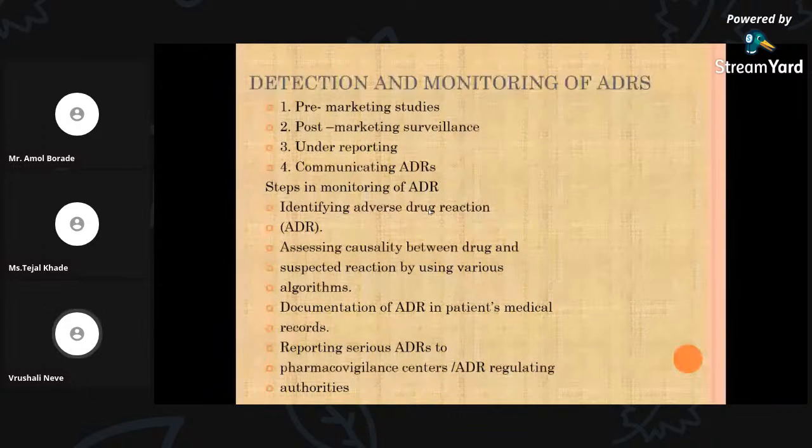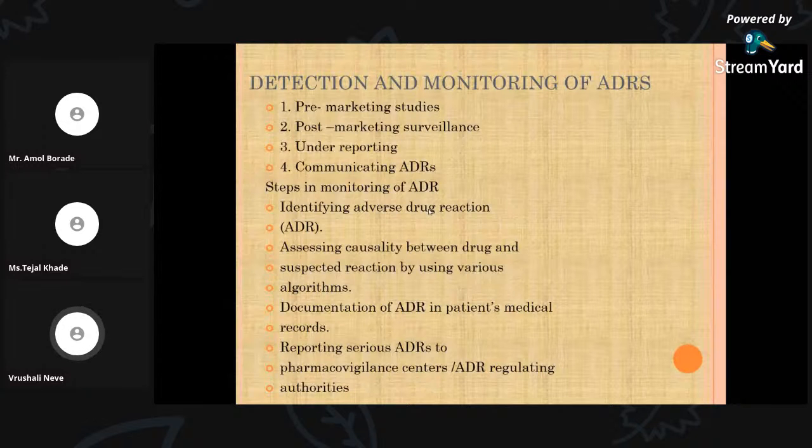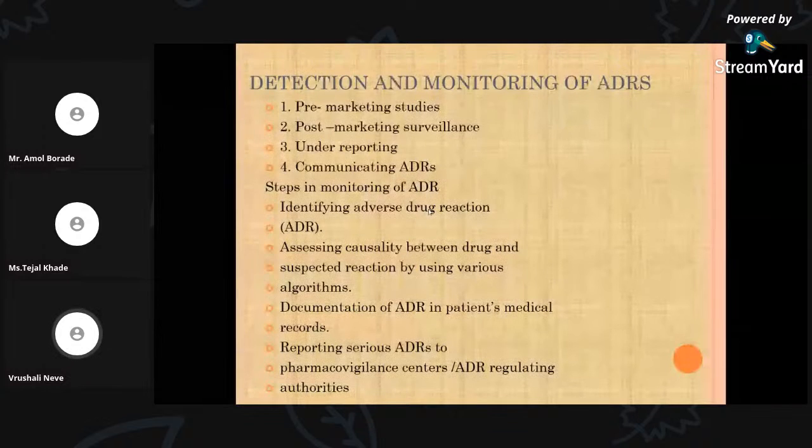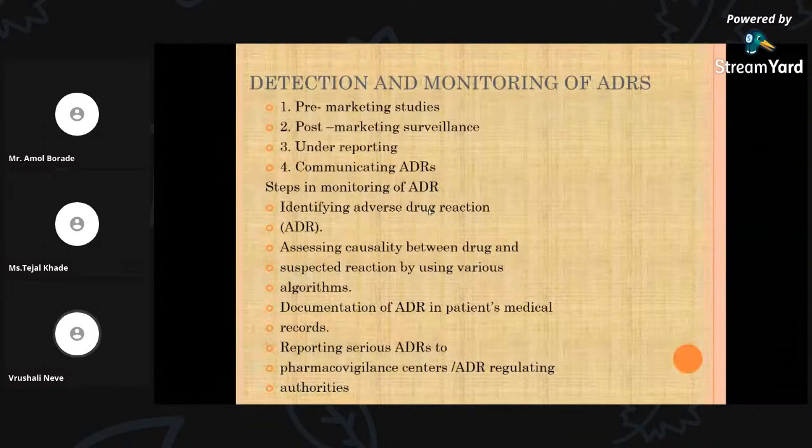Then post-marketing surveillance means that after the completion of the third phase of the clinical trial, the drug is ready to launch in the market. After launching the drug in the market, whatever ADRs are reported from all sections of society, that is called post-marketing surveillance, that is phase 4. Post-marketing surveillance is also called pharmacovigilance. That is nothing but the last phase of the clinical trial.